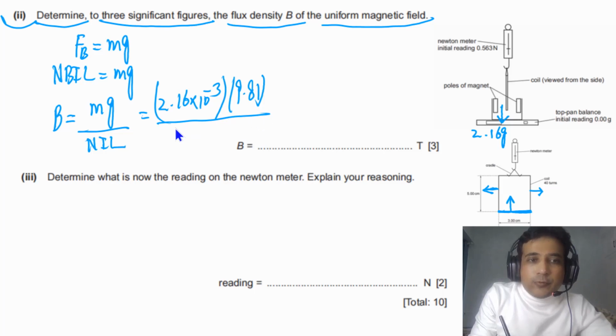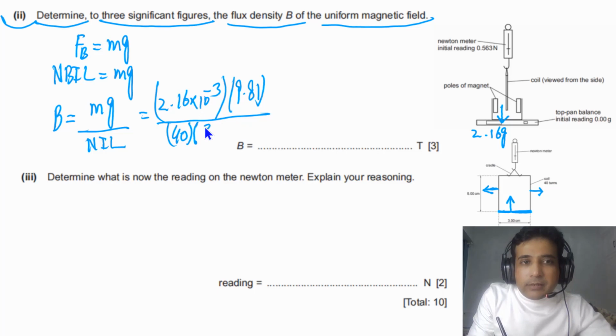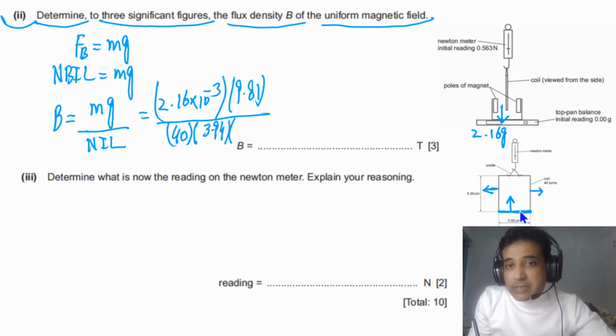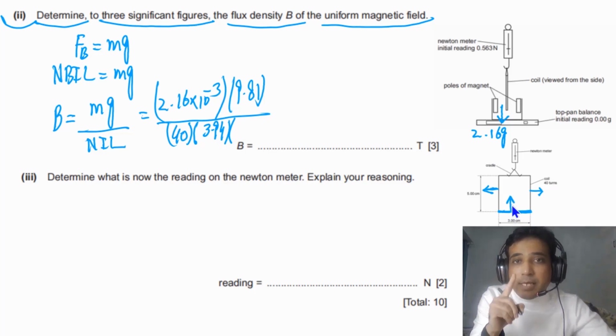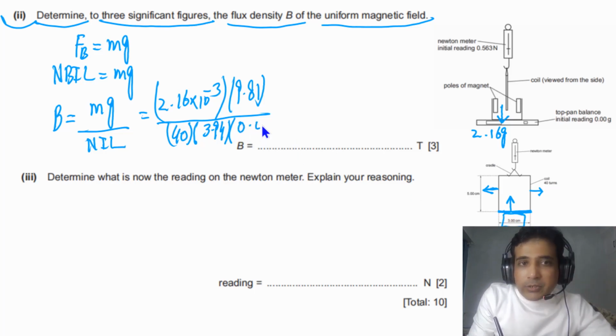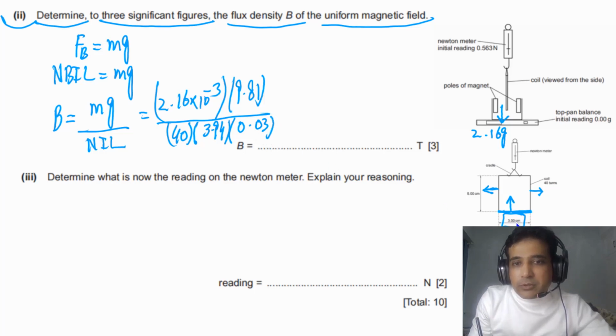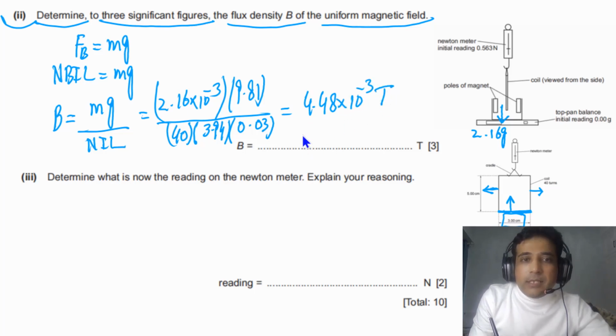This coil has 40 turns, so we write 40, and the current in the coil is given, that is equal to 3.94. The length of this side of the wire, because this side only experiences vertical force, so we have to take this length of the wire, and that is equal to 0.03 meters, because this is 3 centimeters, so we divide it by 100. Now if we simplify using a calculator, our final answer will be equal to 4.48 times 10 to the minus 3 Teslas. So this is our final answer.